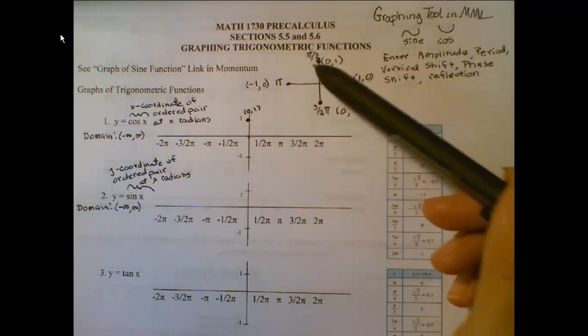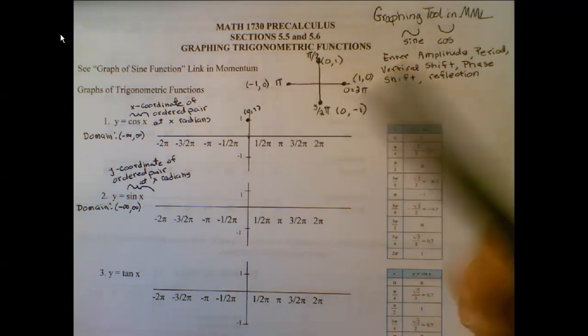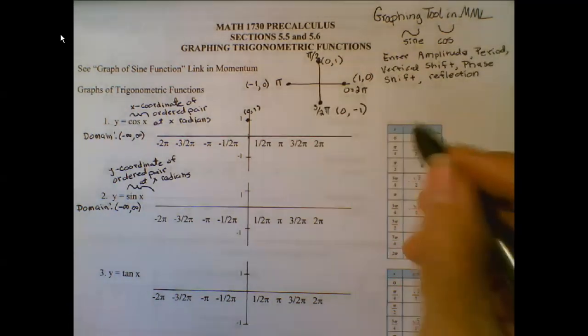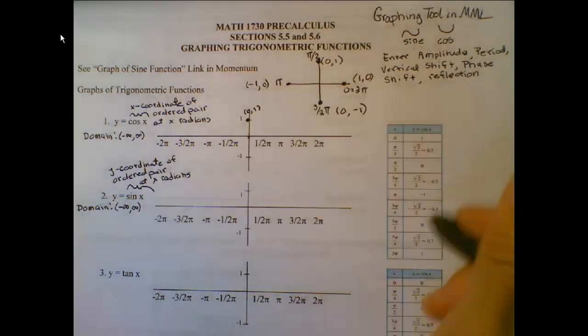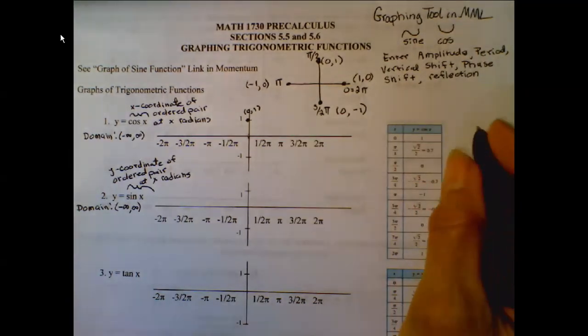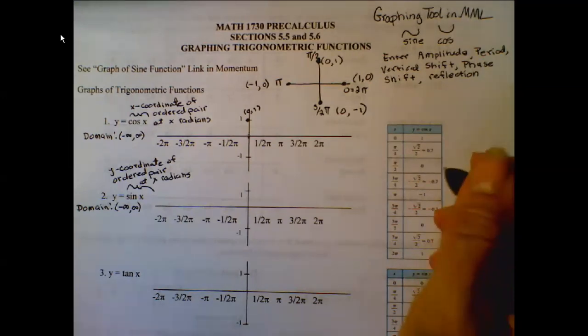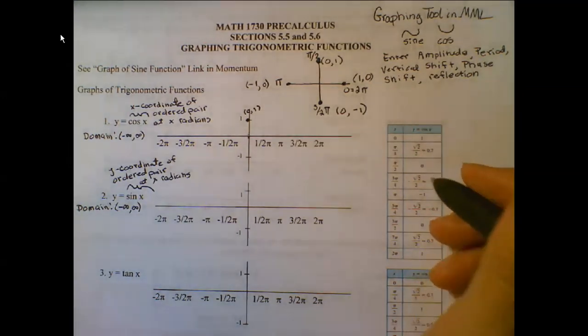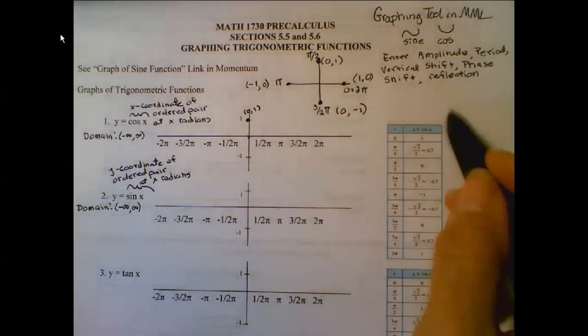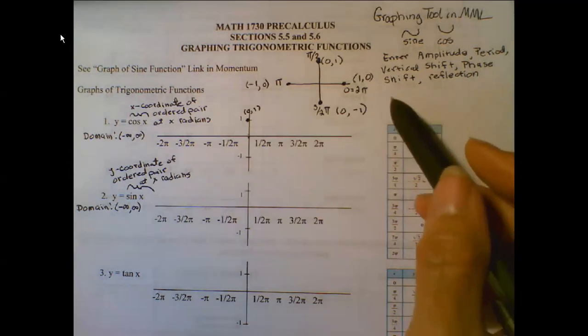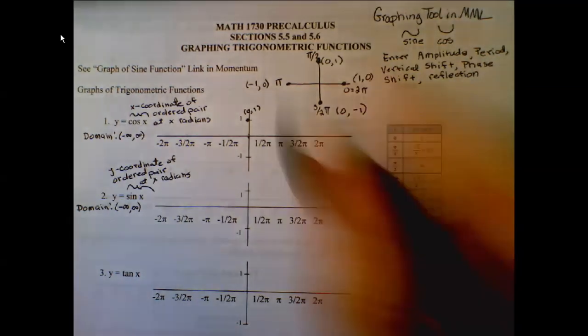At pi over 2 radians, I have pi over 2 radians labeled. What is the x coordinate of the ordered pair at pi over 2 radians? Yeah, I was misunderstanding you. Oh, that's okay, just 0. It's because a lot of times I don't say something well the first time. So what is it? That'd be 0. Correct.